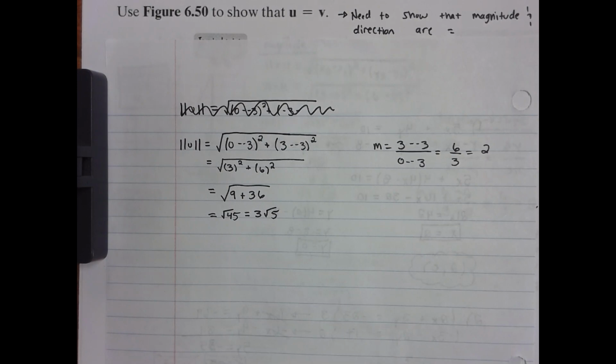Then the slope, again, we got lots of negatives. When we have more negatives, it's really easy to make mistakes. So 3 minus -3 is 6. In the denominator, 0 minus -3 is 3. 6 divided by 3 is 2. Since they're the same magnitude and slope, we can say that these vectors are the exact same.